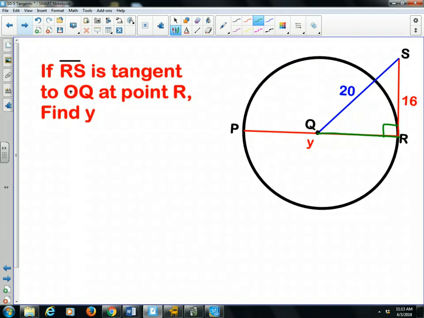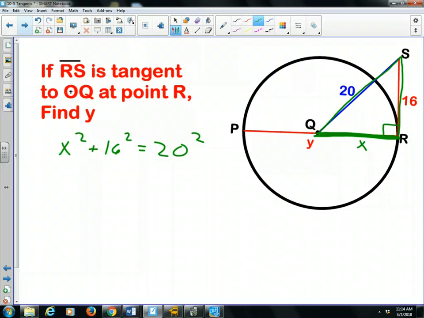So now I can at least find the radius of the circle. The radius of the circle is this green line that I drew. I'm going to call that X. I could find the radius of my circle because I have a right triangle with the radius and the tangent line being perpendicular. 20 is my hypotenuse. So 20 squared is going to go on the right side of the Pythagorean theorem, and then x squared and 16 squared go on the left side. And let's solve for x, which is going to be my radius.